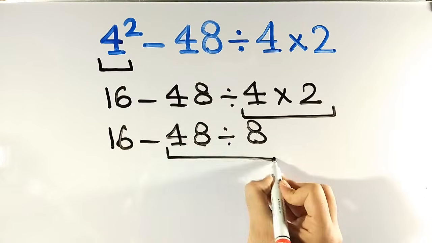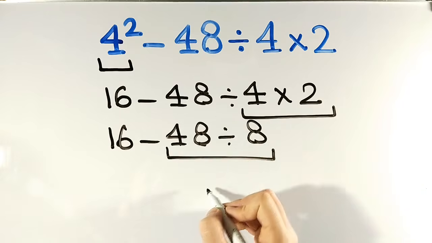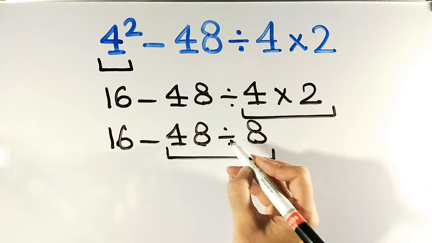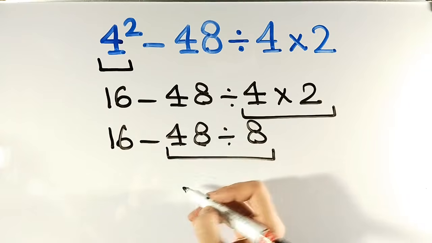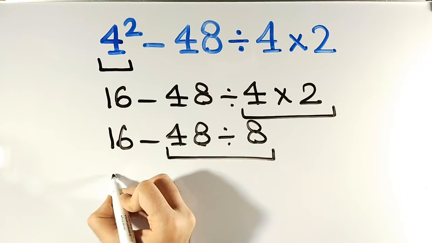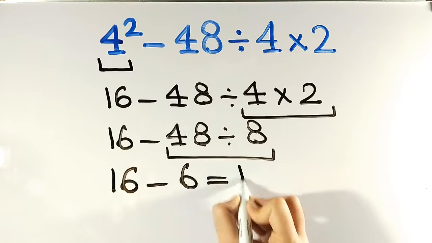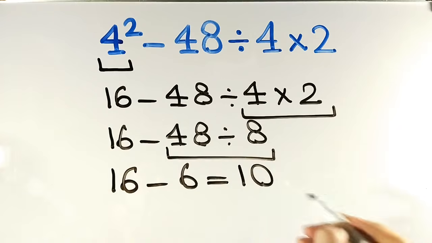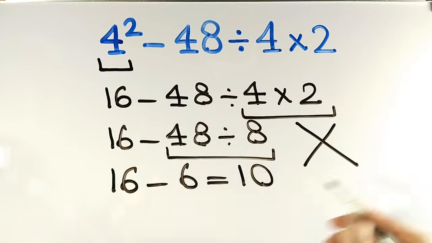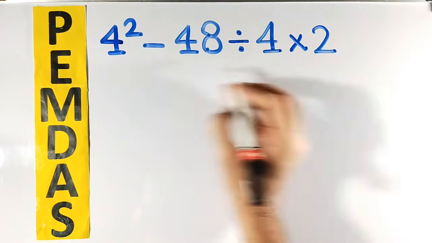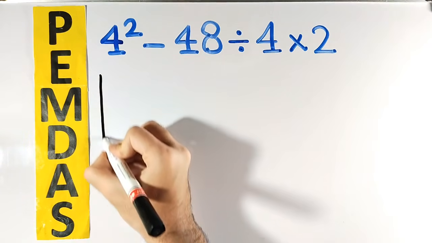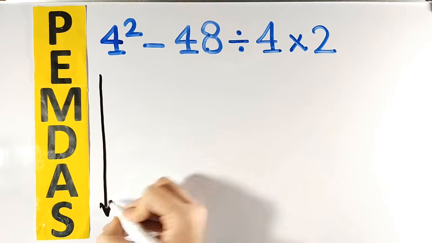Then, they go for the division between 48 and 8, because they think division has priority over subtraction. So, instead of this expression, they write 16 minus 6, which finally gives them the answer 10. However, this answer is actually incorrect. To solve this question, we must follow the order of operations step by step from top to bottom.